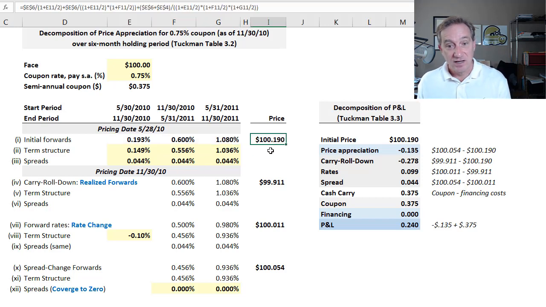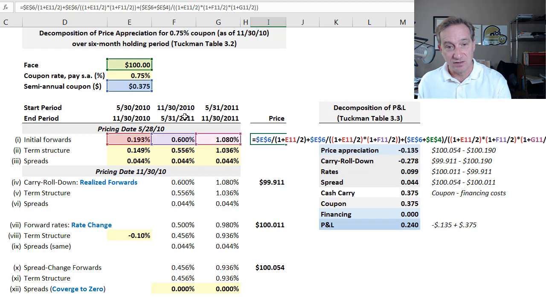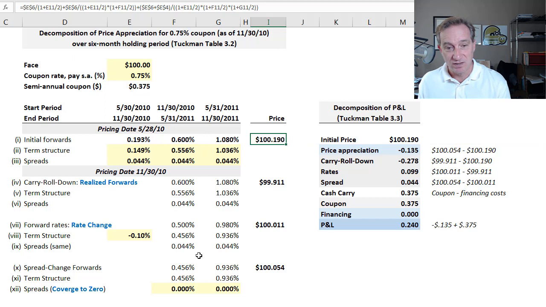Okay, so we have here the price of the bond. It matches Tuckman's table because I've matched the inputs. And you can see, I'm not going to go into detail here, but I've used those forward rates applicable to this bond to price the bond. And I could have imputed the spot rates, which I did in fact for the graph, and priced the bond. I get the same exact result. $100.19 for the price of this bond as of this pricing date, pretty close to May 30th. Okay, so far so good.